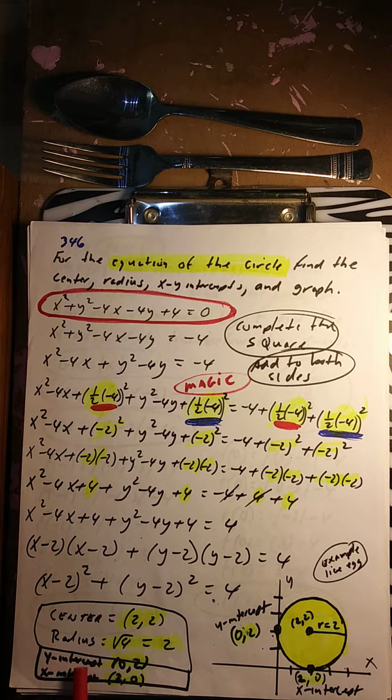Also, y-intercept. Where's the y-intercept? At 0, you go up 2 spaces right there. There's the y-intercept. And then the x-intercept is going to be what? 1, 2. That's it. Stop right there.